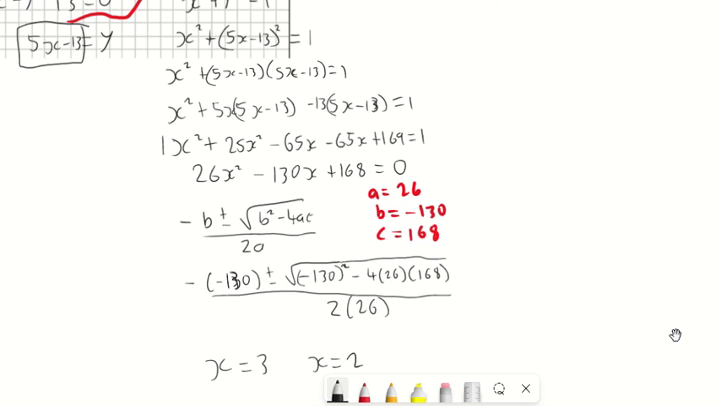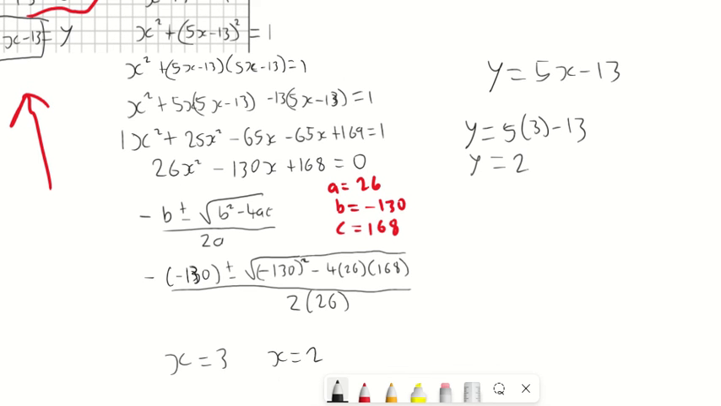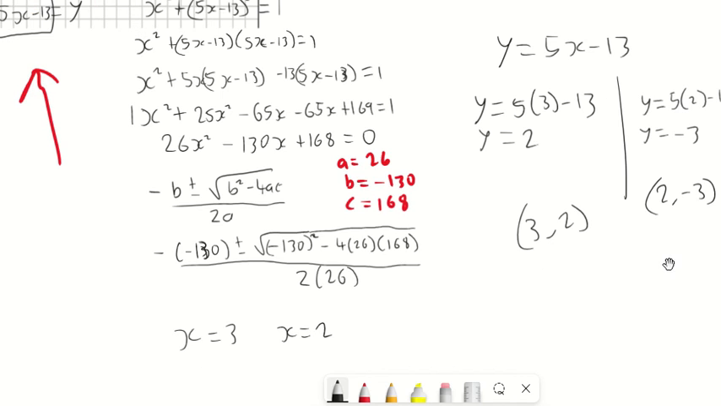So I'm going to put them back into this equation up here then. So y is equal to 5x minus 13. I'm going to put a 3 in first, so y is equal to 5 times 3 minus 13. So therefore y is equal to 2. And then I'm going to put x equals 2 in, so y is equal to 5 times 2 minus 13. So that means y is equal to minus 3. Therefore my 2 points will be (3, 2) and (2, minus 3). So those are the points of intersection on the graph. That's what we've worked out. So that's all that question.